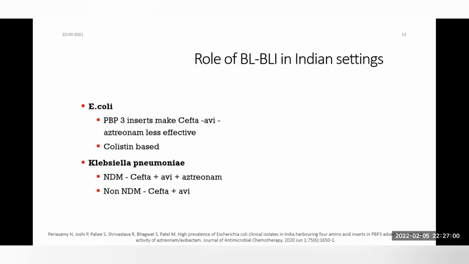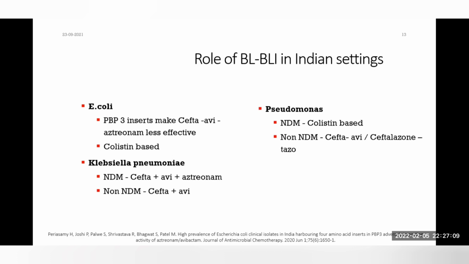Next, Klebsiella pneumoniae. For NDM, you can give easily the combination of ceftazidime-avibactam and aztreonam. In case of non-NDM, only ceftazidime-avibactam can be given. Pseudomonas, NDM, it is recommended you give polymyxin or colistin-based therapy. In non-NDM, ceftazidime-avibactam or ceftolozane-tazobactam can be used. Why? As I mentioned, aztreonam does not have good action on your Pseudomonas. That is why it is not preferred in Pseudomonas.